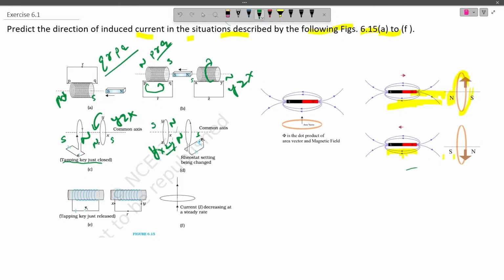Now in this diagram, the tapping key has just been released, or we can say the current has just stopped. Earlier, when the current was flowing, this wire is hidden from the solenoid. It means that the circular turn is like this.